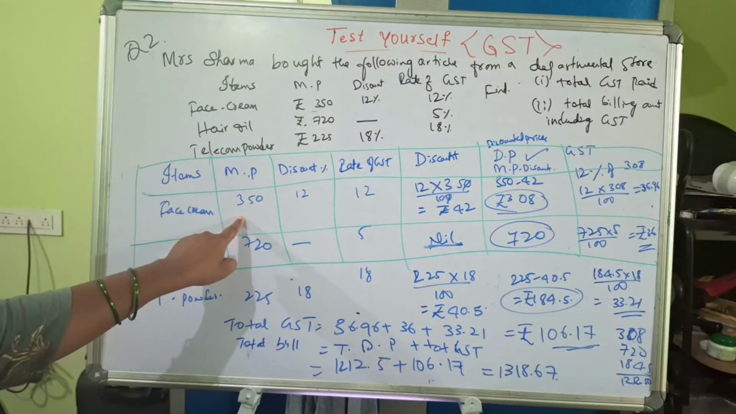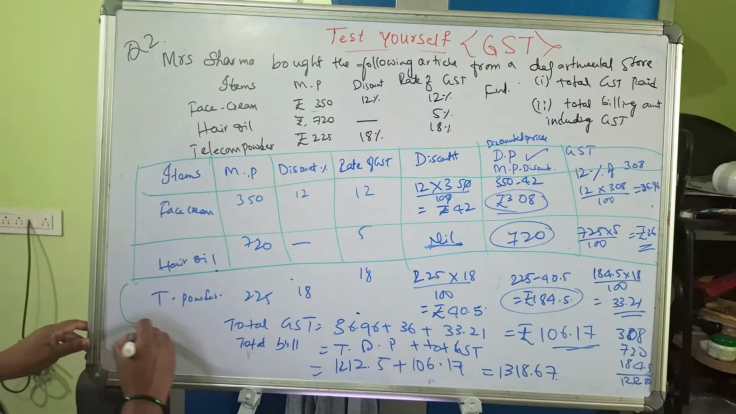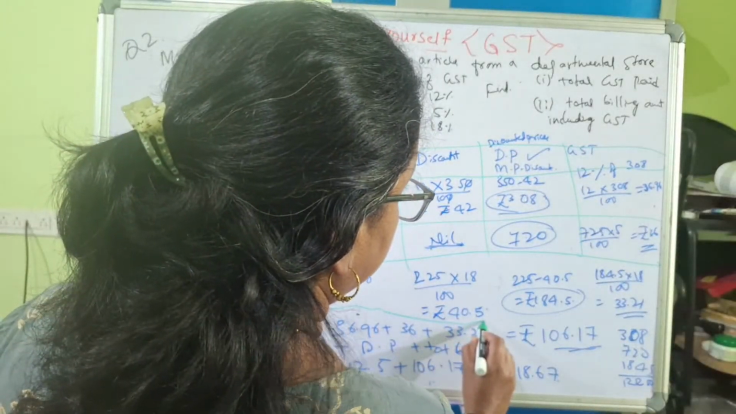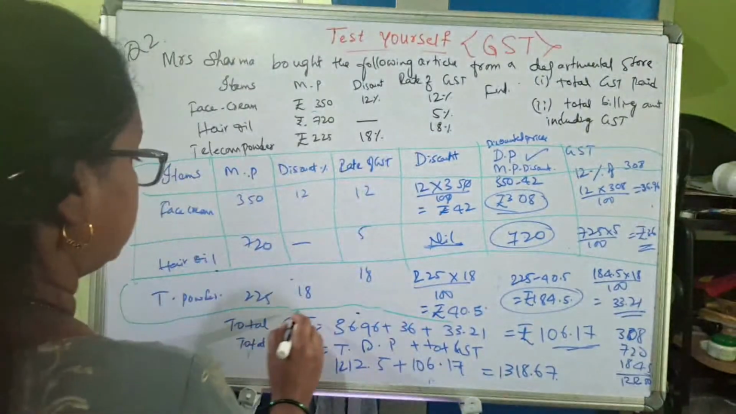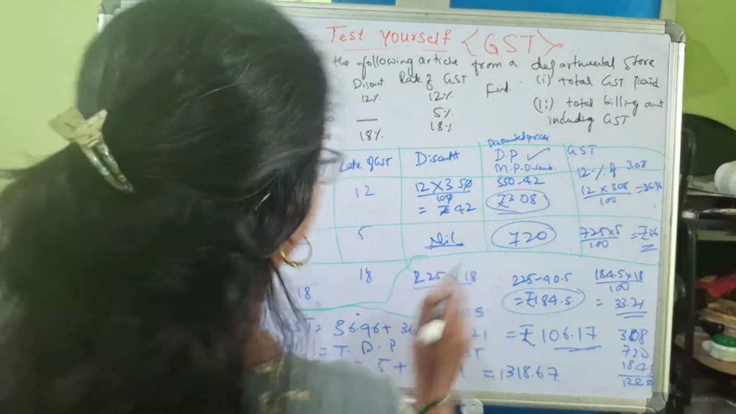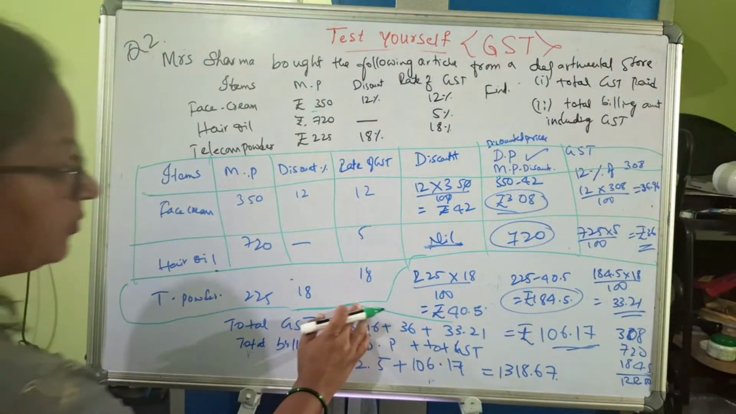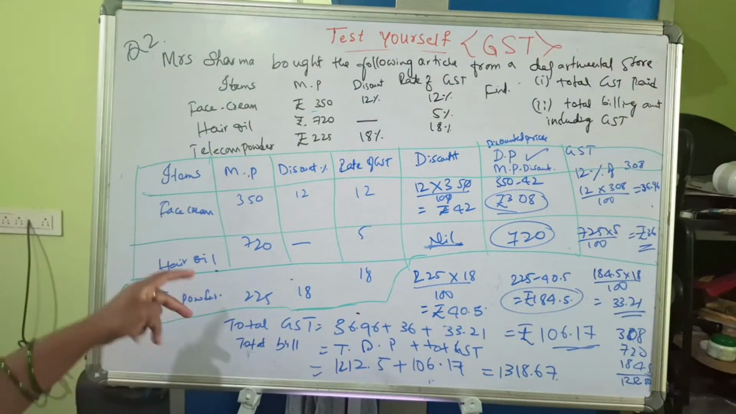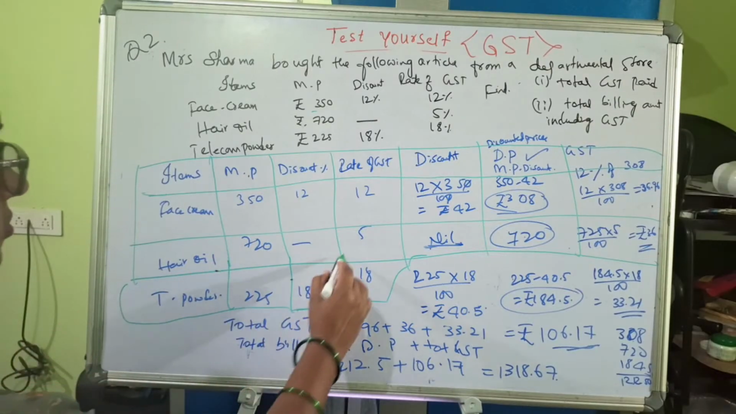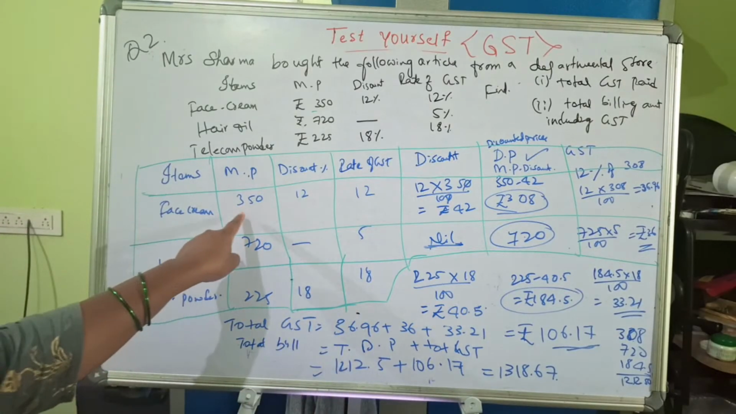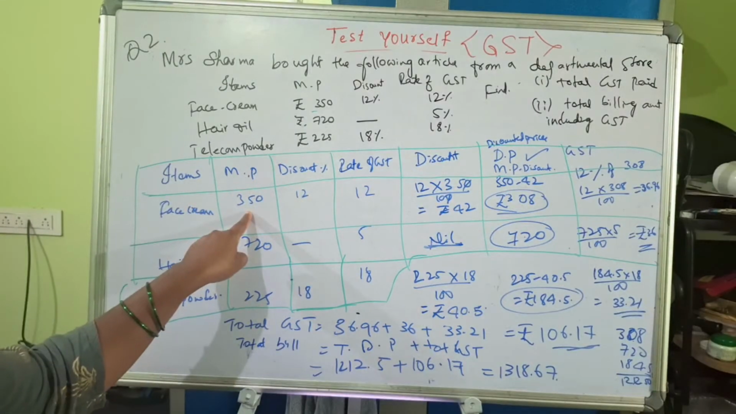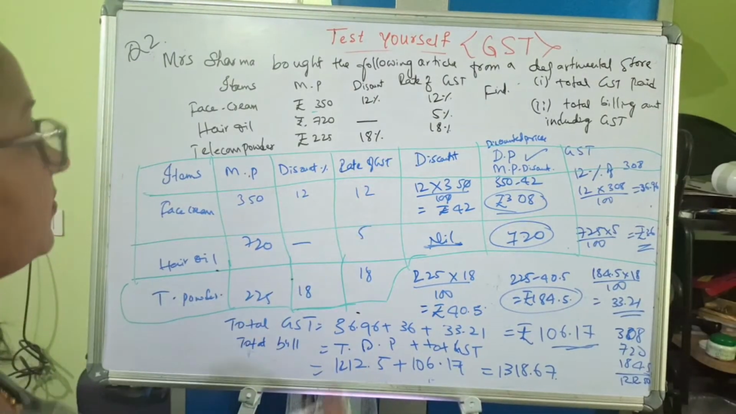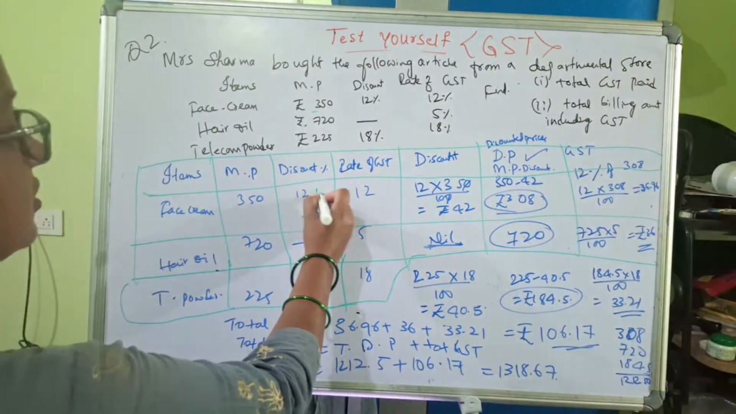See, for face cream, there is no proper space here. I'll explain neatly. Please observe. For face cream, the market price is 350. Discount is 12%. Rate of GST is 12%. See here, they have given the discount percent.